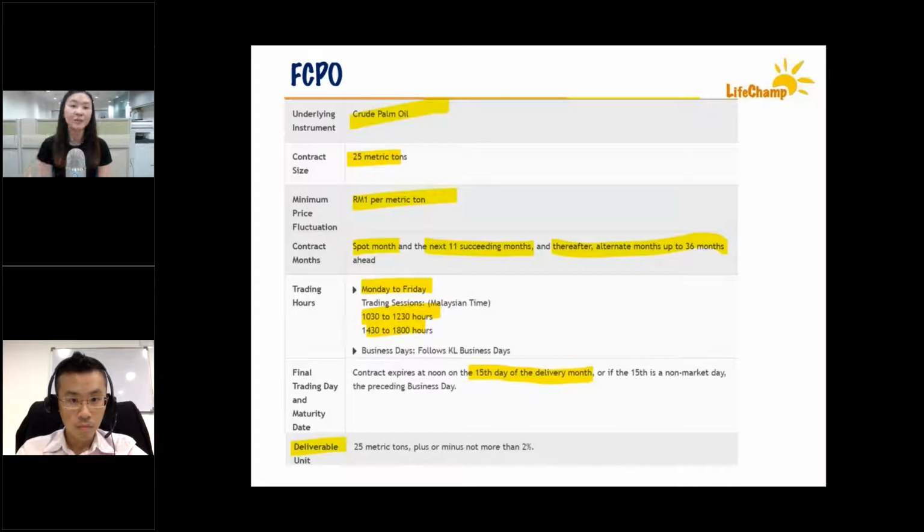Okay, we take first FCPO as an example. Underlying crude palm oil, contract size 25 metric tons. Minimum price fluctuation means they move by 1 ringgit per metric ton. So tick size is equal to 1. And then contract months: spot month, current month, and the next 11 succeeding months, and thereafter alternate months up to 36 months ahead. We look at example. So spot, next 11 succeeding, and then after that alternate months up to 36.